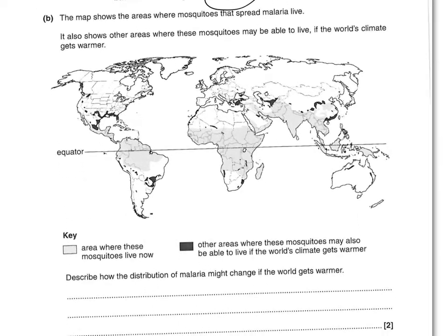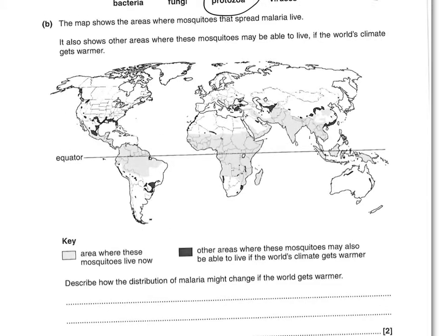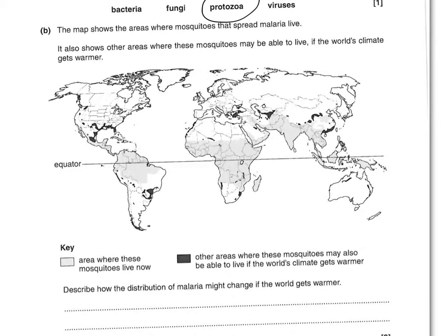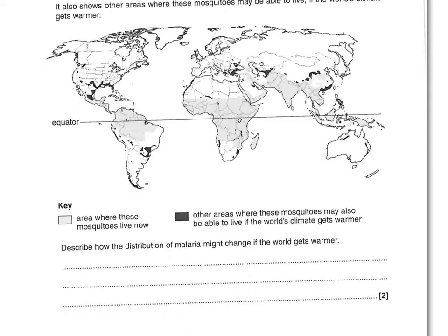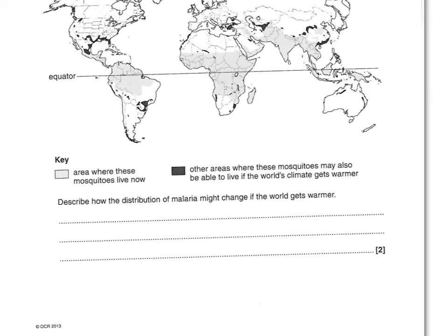Next question, the map shows the areas where mosquitoes that spread malaria live. It also shows other areas where these mosquitoes may be able to live if the world's climate gets warmer. There's a key, so the slightly shaded areas are where mosquitoes live now, and the darker areas are where mosquitoes may also be able to live if the world's climate gets warmer. It asks, describe how the distribution of malaria might change if the world gets warmer. There are 2 marks for this, so you must make 2 points.